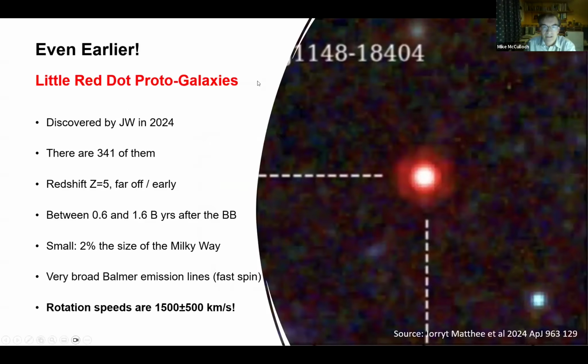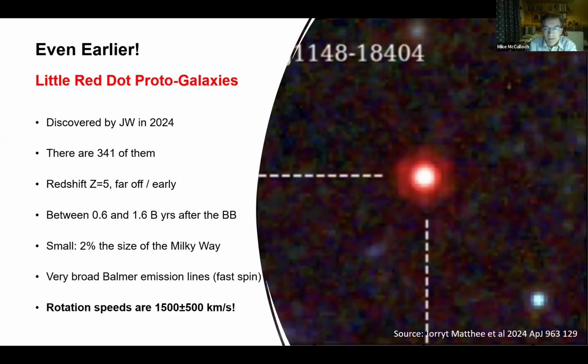And more recently, and this is brand new, I've seen some data on even earlier objects. These are called little red dot proto-galaxies. There's a picture of one here. It's pretty redshifted, and this was discovered by the James Webb Space Telescope in 2024. There are over 300 of them. The redshift is about z equals 5, so very early in the universe's lifetime, about 1 billion years after the Big Bang.